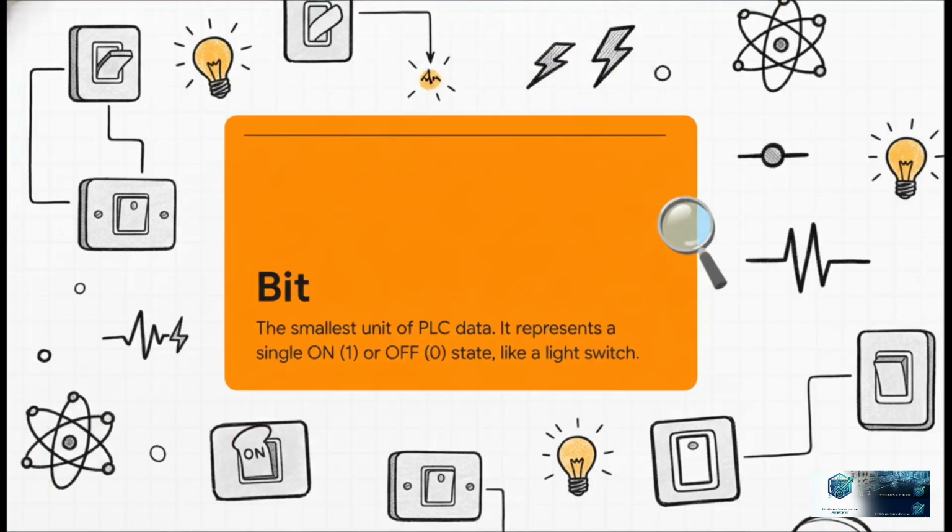So, the most fundamental, the absolute smallest piece of information is the bit. That's the single on or off state we were just talking about. We use a 1 for on and a 0 for off. And the light switch analogy? It's perfect. A switch can only be up or down, on or off. This is the atom of the PLC world.